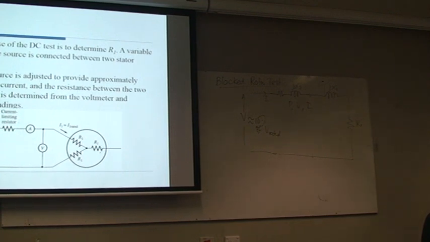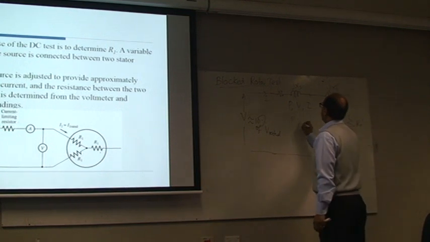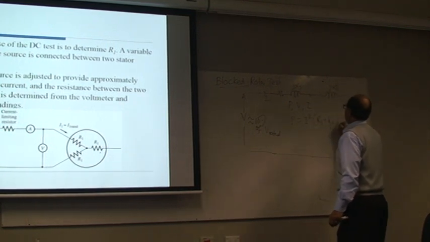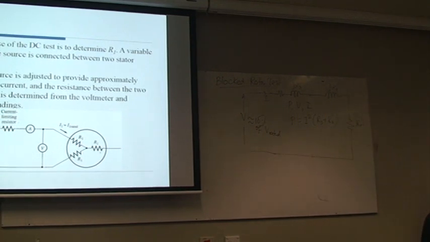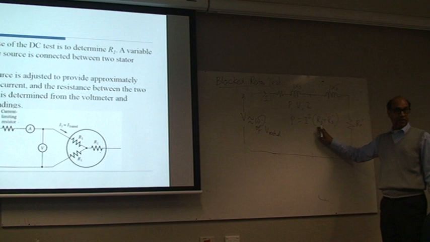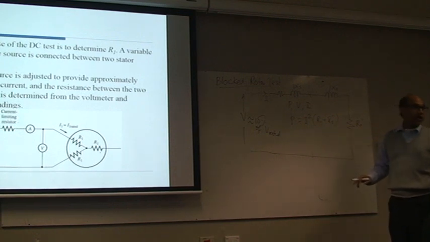So you are applying alternating voltage, which is very low, 10%, and you don't allow the rotor to rotate. You hold the rotor, and then you measure the voltage, current, and power. So what is the power here now? The power here now is this, isn't it? So you know RS already. You already know RS because of the DC test. So you can find out R.